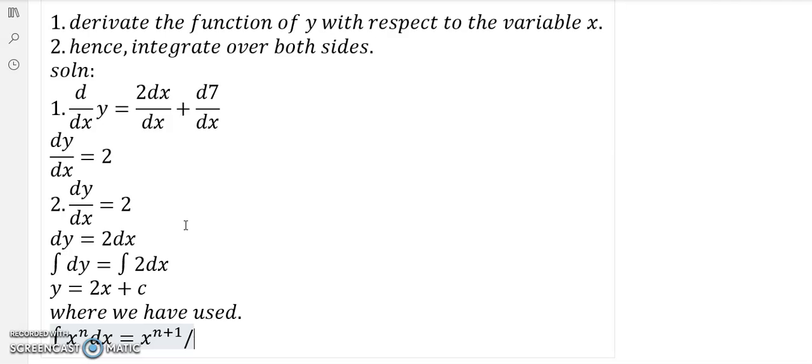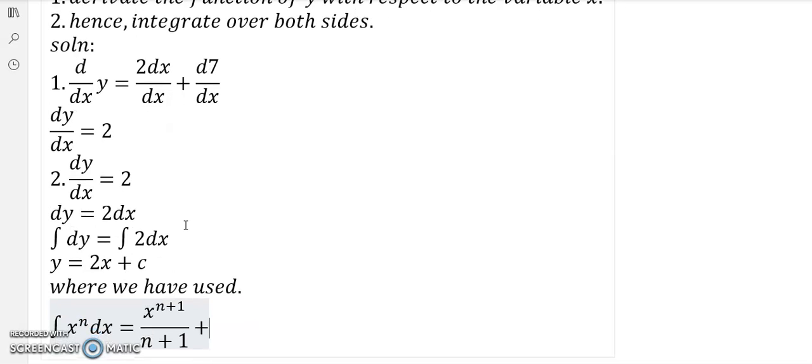divide by the exponent n plus 1, plus the arbitrary constant c. That's it for this video. If you use this formula, you're going to get something like this: y equal to 2x plus c.